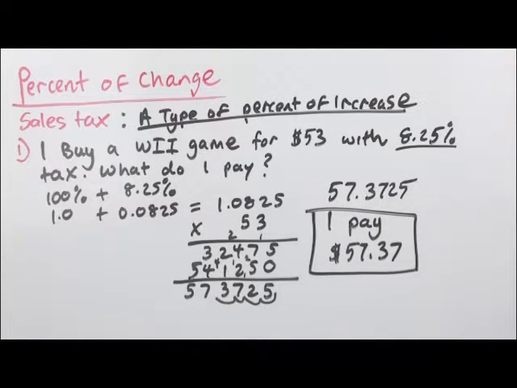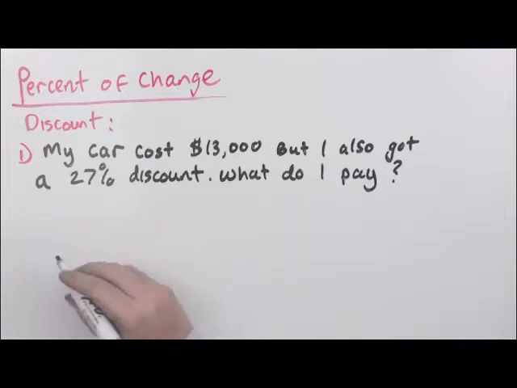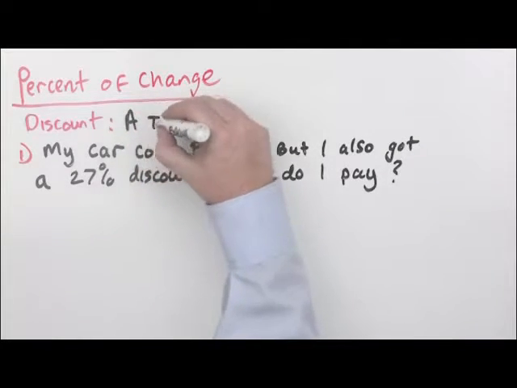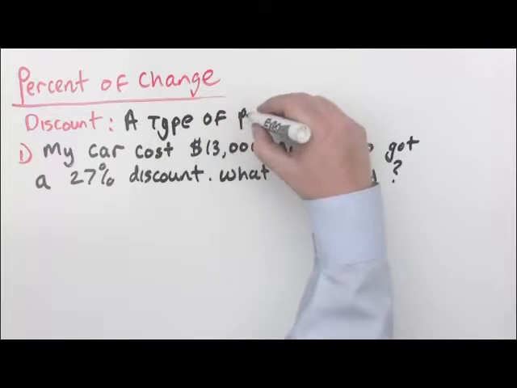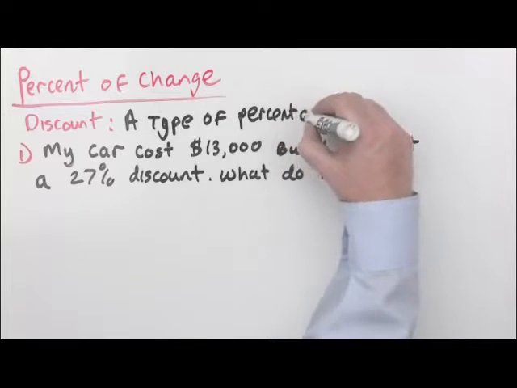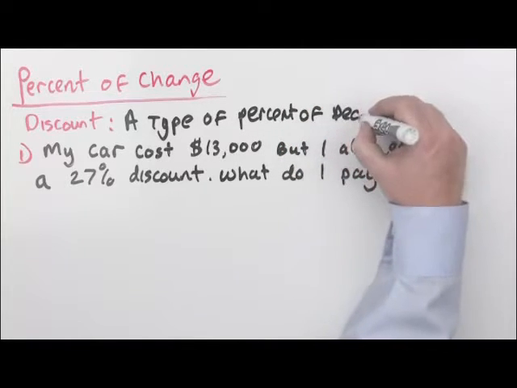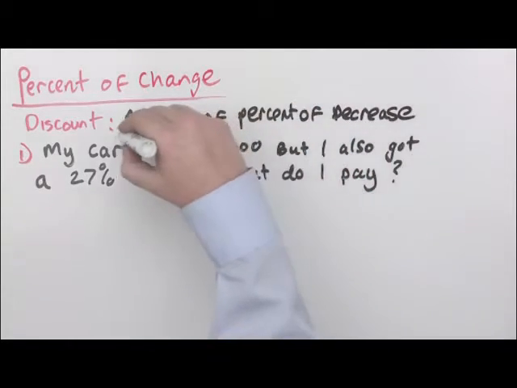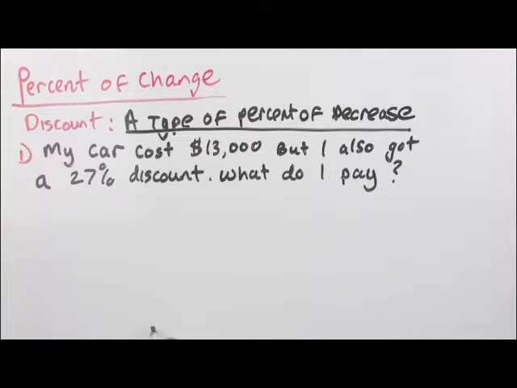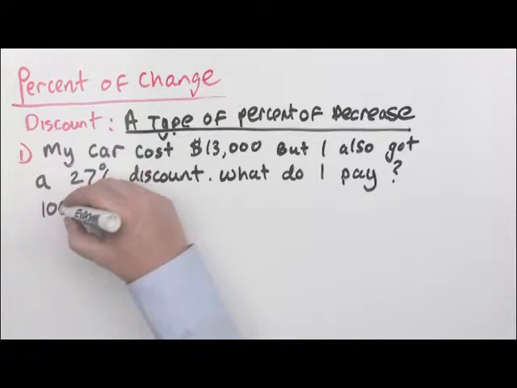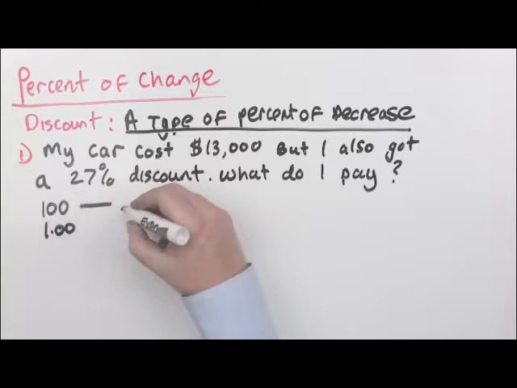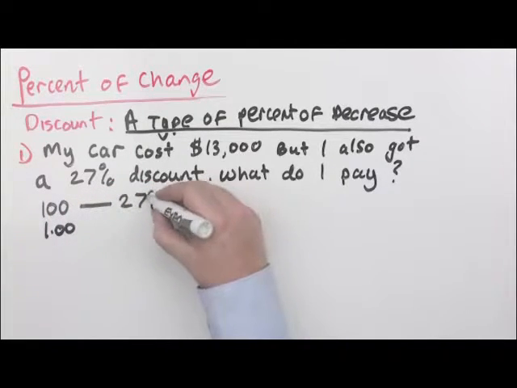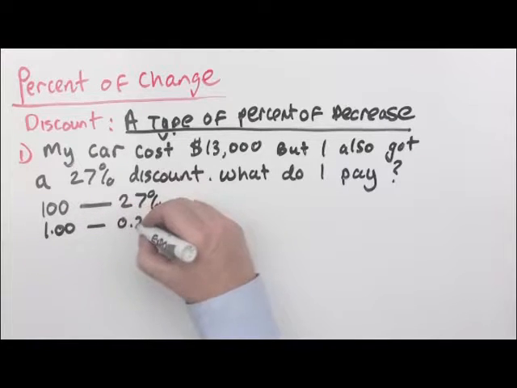Great. Let's look at another type of percent of change. A type of percent of change of decrease is called discount. A type of percent of decrease. Because since it's discounting, we're getting a percentage off our original price. We do this just like increase. We start with 100%. So 100% is always 1.00 minus my discount, which is 27% as a decimal, is 0.27.